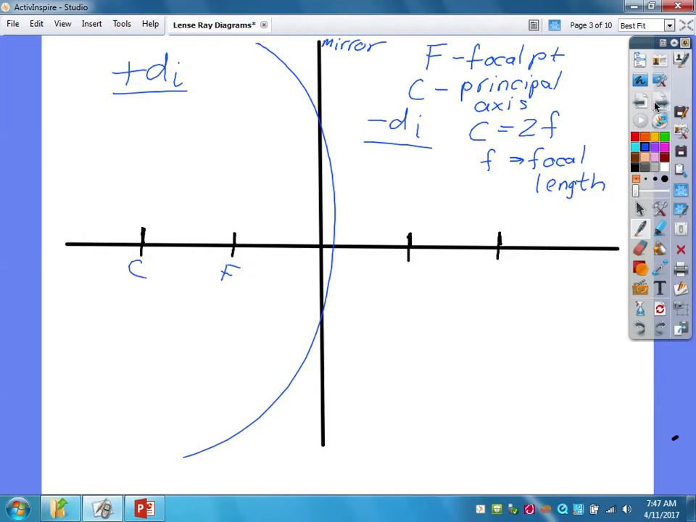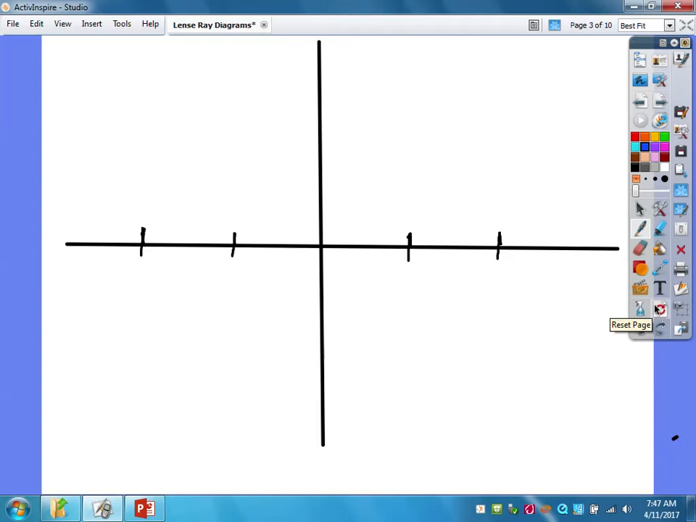So I'm going to erase all this stuff. There we go. I make out my coordinate plane for my mirror. It's again going to be concave, and this is for when the object is greater than C. I'm going to denote this as F, and this is C. You can do that on the other side too.